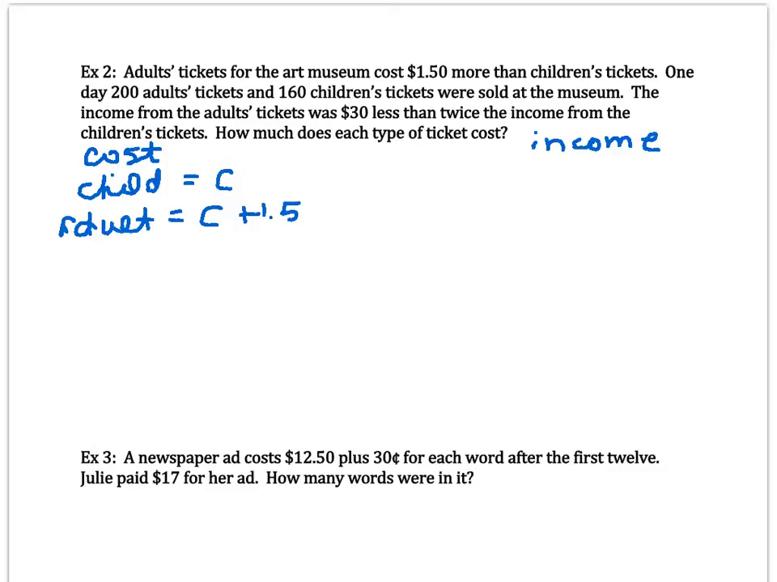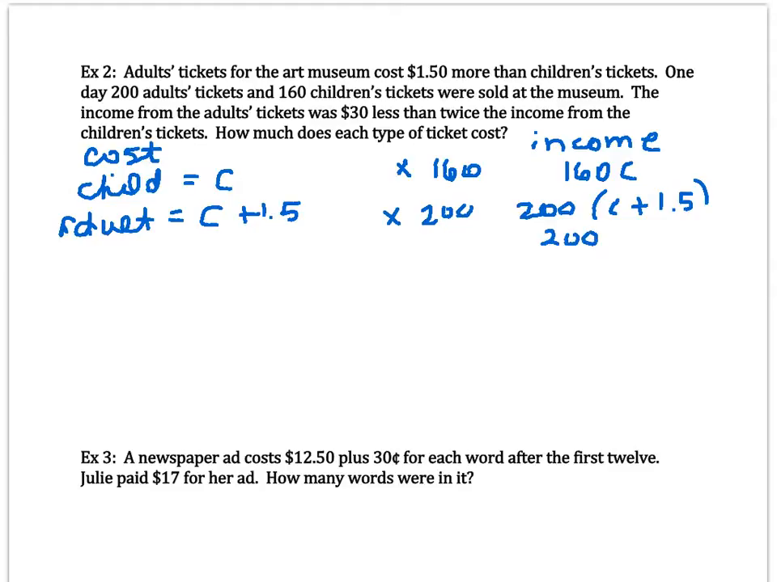Now the income, we're going to take the cost and multiply it by the number of tickets. So our income is 160C, and for the adults, it's 200 times C plus 1.5. And we can distribute that and get 200C plus 300 right there.